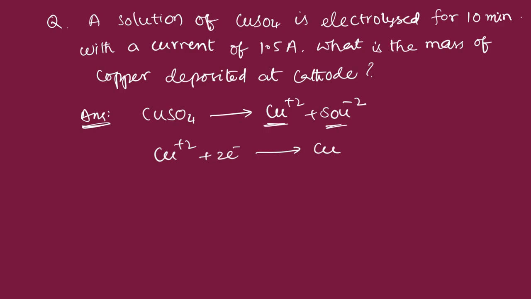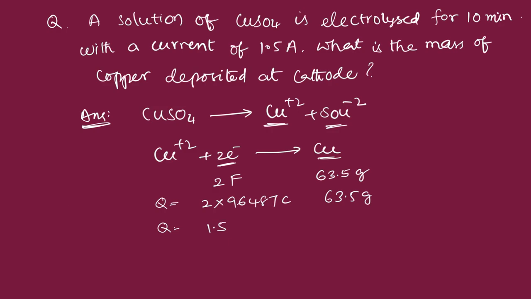Now 2 moles of electrons react with Cu2+ to deposit 1 mole. This is called 2 Faraday. 2 Faraday deposit 63.5 gram per mole, nearly. Then how much here? This is 2 into 96,487 coulomb deposit 63.5 gram. Now according to this, this is nothing but Q only. Now given Q, how much? The current is 1.5 ampere.